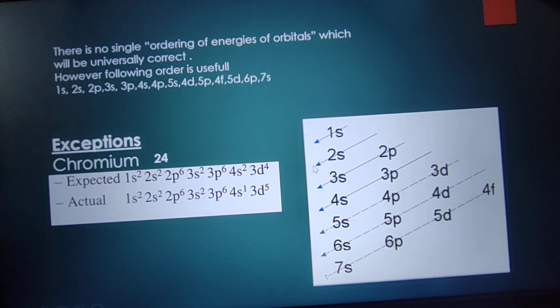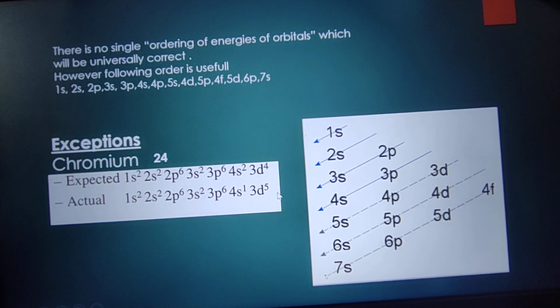Why? Because 4s1 and 3d5 are half-filled orbitals. The s orbital can occupy 2 electrons, so half-filled means 1 electron. And the d subshell can occupy 10 electrons. Here it is 5, which means half-filled. This half-filled configuration gives more stability to atoms.